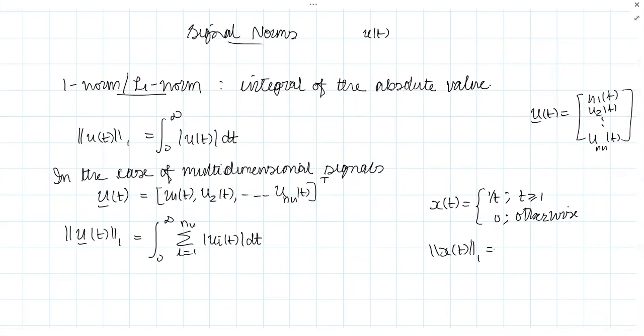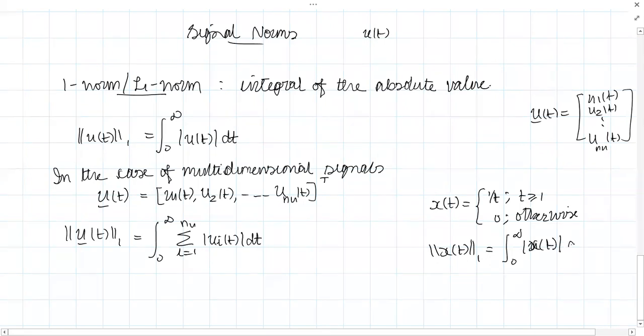How will you find the one norm? Integral 0 to infinity of u of t or x of t dt. But here the limit exists only from 1 to infinity. So that means integral 1 to infinity of x of t. What is x of t here? 1 by t. 1 by t dt. So what will you get? ln t, and the limit is from 1 to infinity. So what's the value?